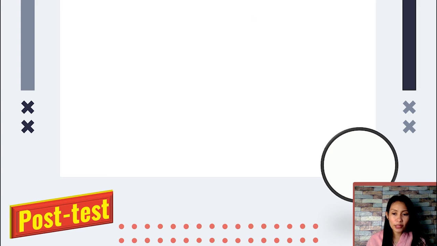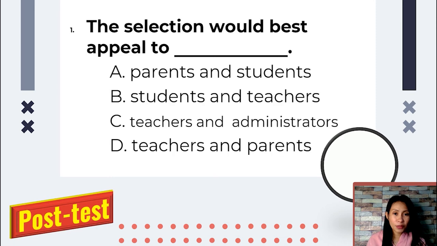Now answer the following questions. Write the letter of your answer. Number 1. The selection would best appeal to A. Parents and students, B. Students and teachers, C. Teachers and administrators, or D. Teachers and parents.